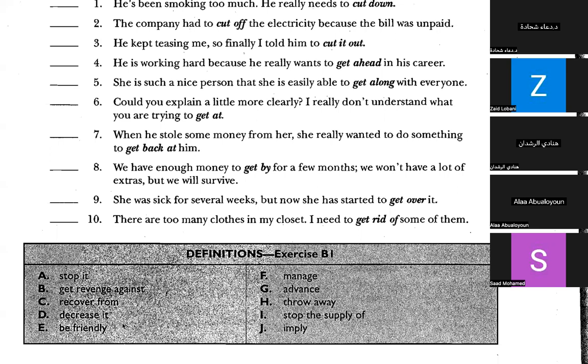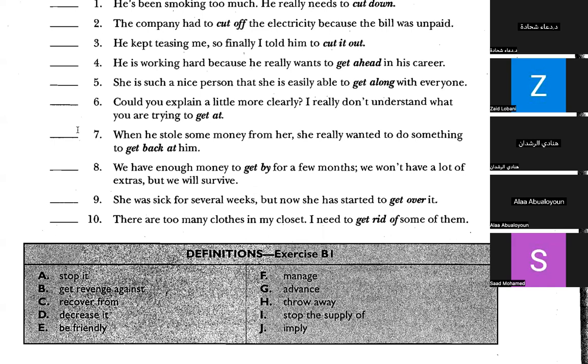You can't call them friends, even though they are friendly. Friendly means they're nice, they're generous, they're welcoming. You can talk to them. You don't feel pressured when you deal with them. Got it? That's why we say here, guys, that this person can get along with everyone. So she is such a nice person that she is easily able to get along with everyone. Some people are like that. They're very good at getting along with people. That means they can connect with all kinds of people. All right, so how about 6?